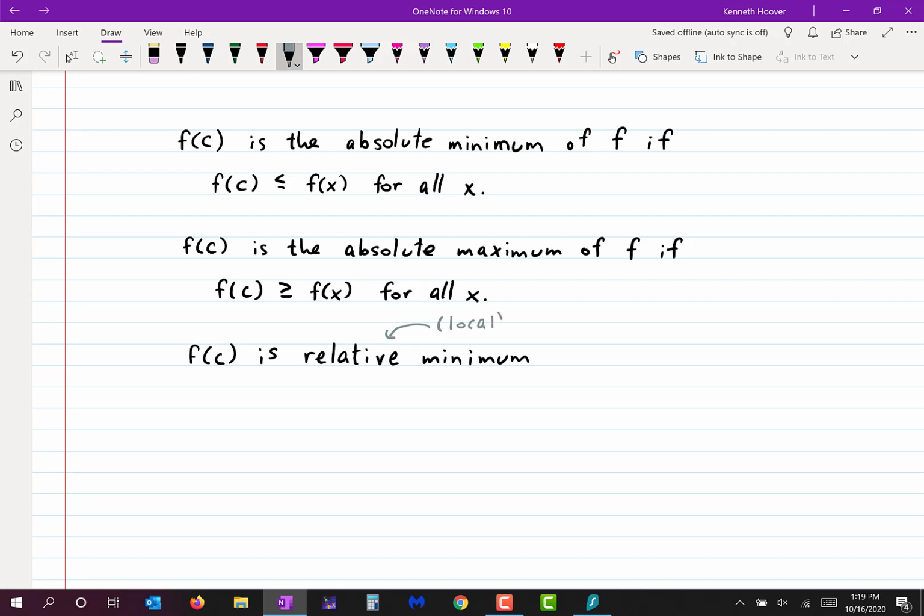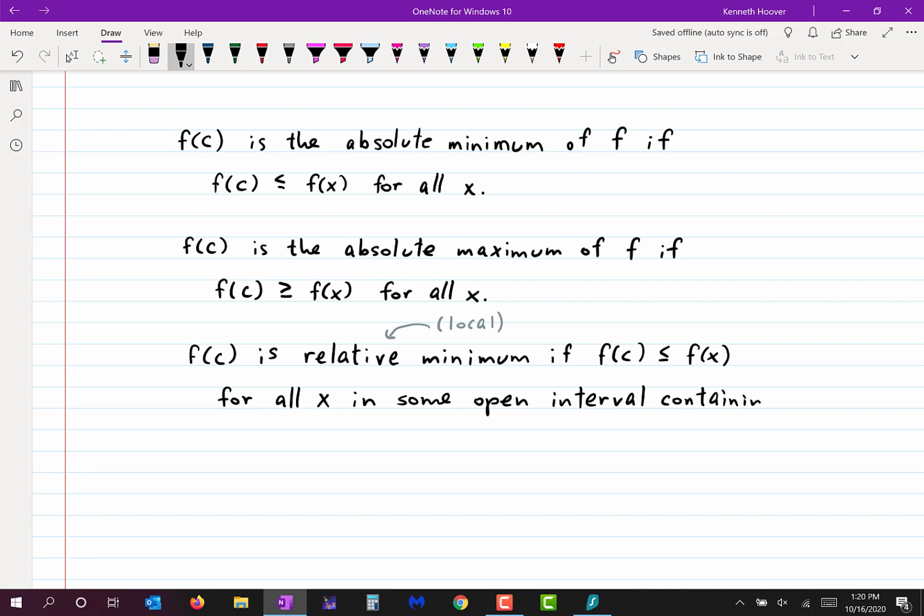Our book uses the term relative. I'm not sure what the homework will use. They're interchangeable. Relative minimum and local minimum mean the same thing. Okay? So c is a relative minimum if f of c is less than or equal to f of x for all x in some open interval containing c.